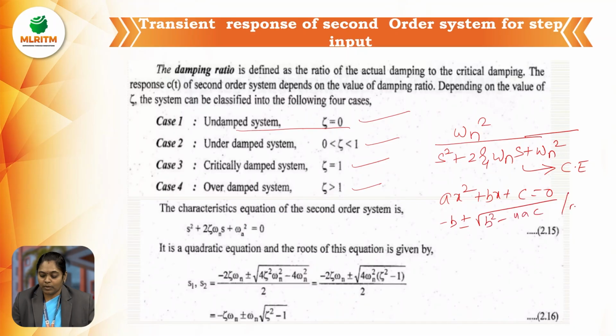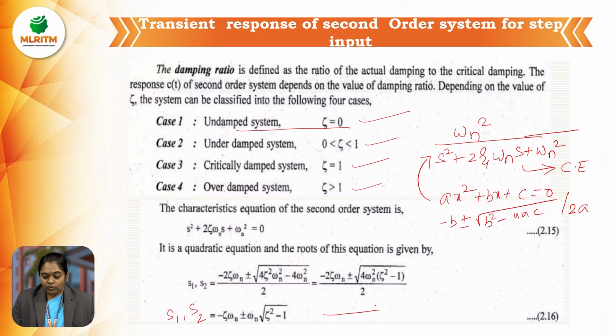minus 4ac by 2a. In the same way, I am comparing this quadratic equation with the standard form of the characteristic equation. So a equals 1, b equals 2 zeta omega n, and c equals omega n square. If you compare and solve for the roots, the two roots of that quadratic equation are minus zeta omega n plus or minus omega n root over zeta square minus 1.